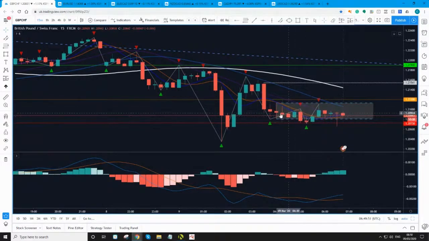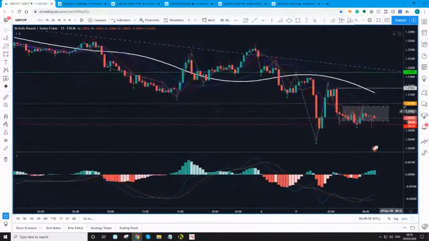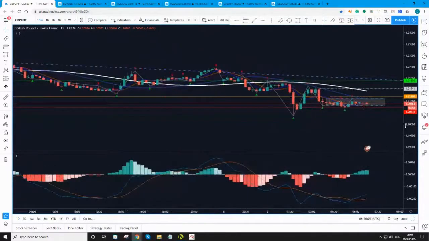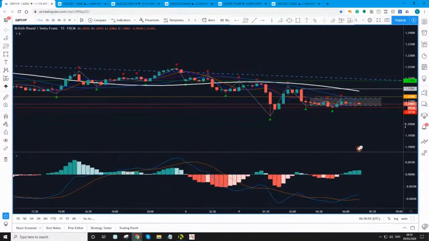So, chances are we're going to kind of stick inside this range for a little while. There is a buy signal there. But again, the chances are pretty high that we're going to actually just kind of stay inside the range for a bit.